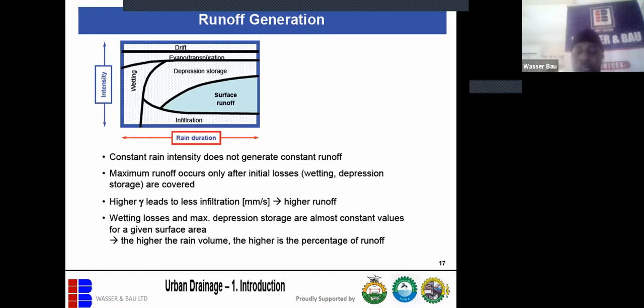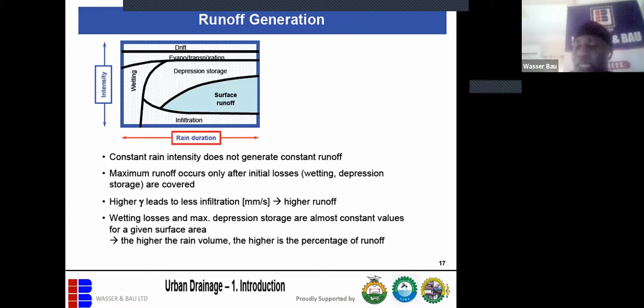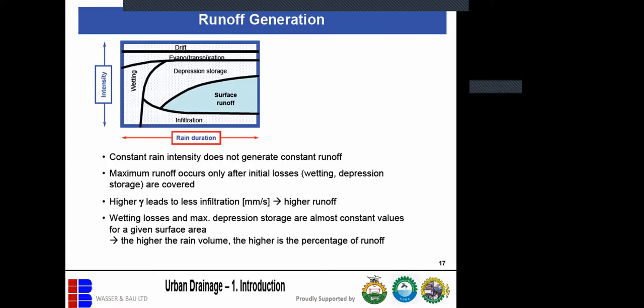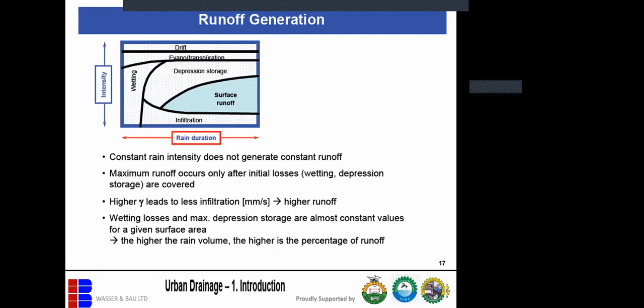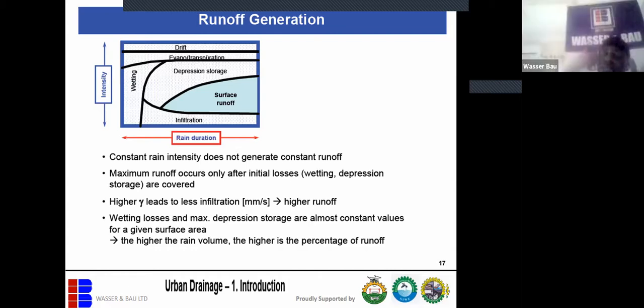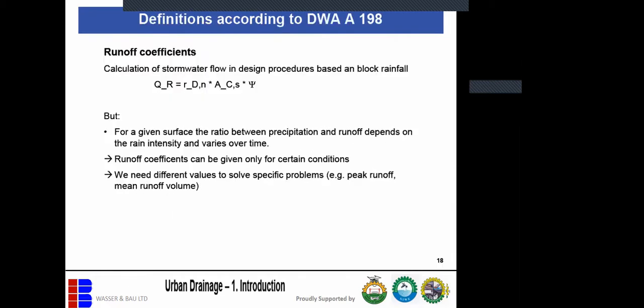Wetting losses and maximum depression storage are almost constant values for a given surface area. The higher the rain volume, the higher the percentage of runoff. Of course, this is self-explanatory. So that's why if the rain volume from your IDF curve is very high for a 20 or 10 year rain, that would automatically translate to a high percentage of runoff.